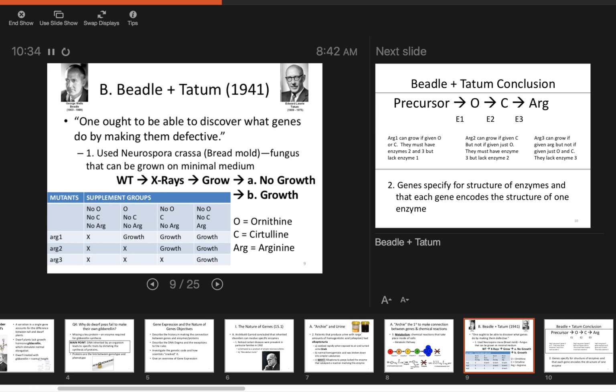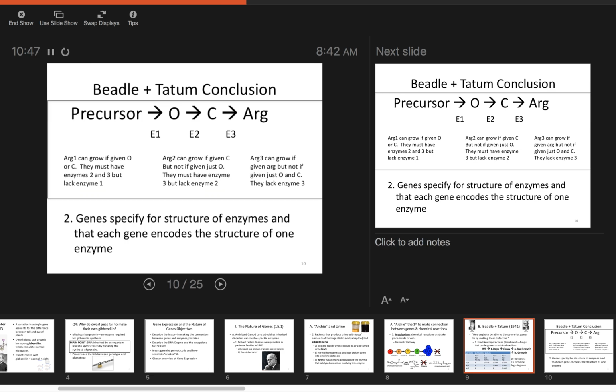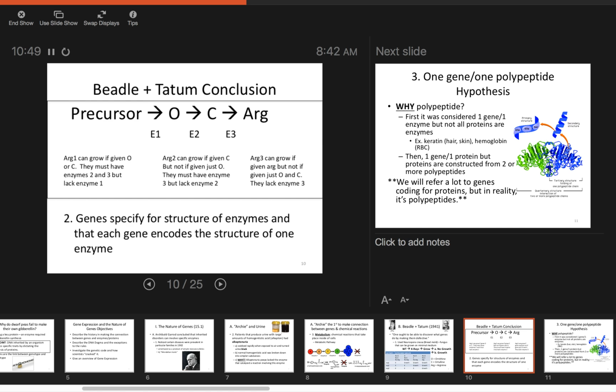Now you notice this is a nice little stepwise fashion. So then what they did is they could figure out the chemical pathway of these enzymes. Some of these enzymes were unaffected, some were. So here's this little flow chart. You have a precursor molecule that gets modified by an enzyme that turns it into O, and then O reacts with this enzyme and turns into C, and then C reacts with this enzyme and turns into ARG.